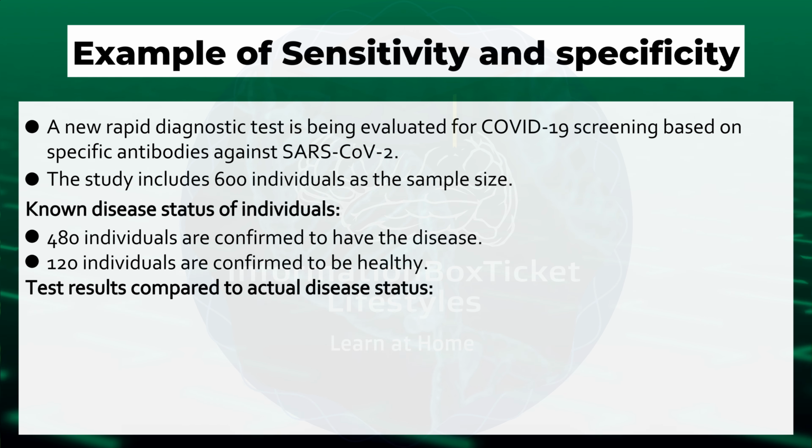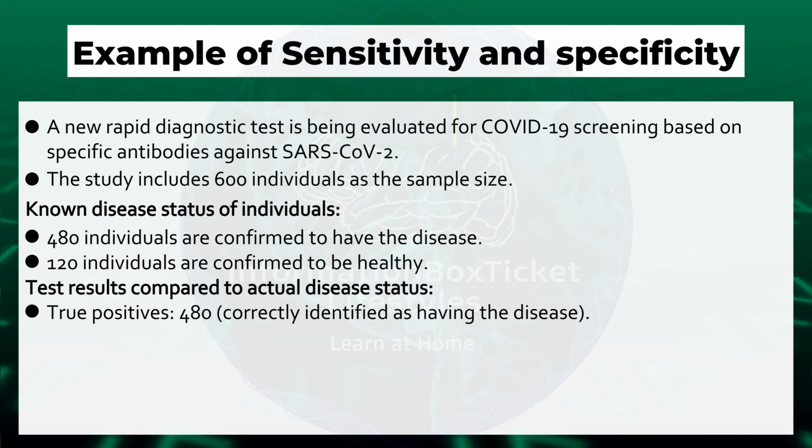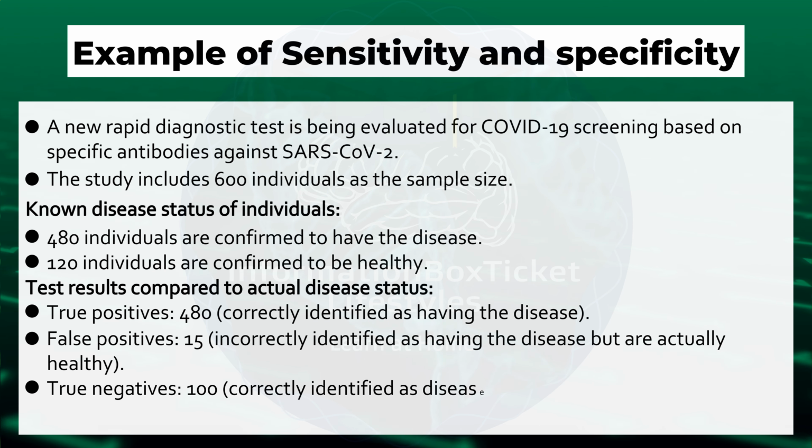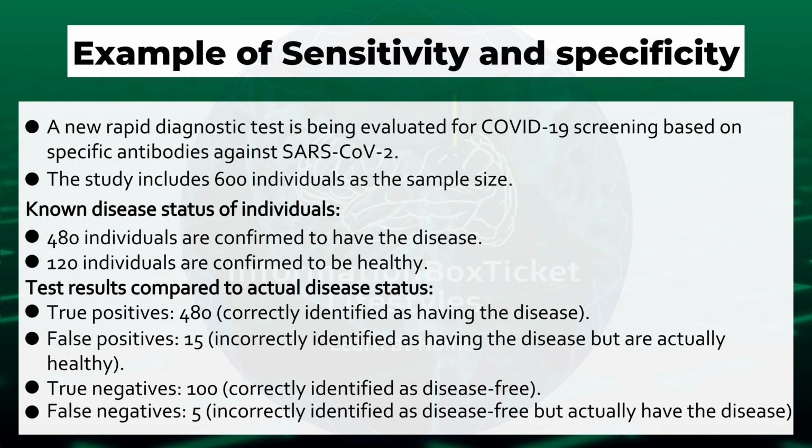Test results compared to actual disease status. True positives: 480 correctly identified as having the disease. False positives: 15 incorrectly identified as having the disease but are actually healthy. True negatives: 100 correctly identified as disease-free. False negatives: 5 incorrectly identified as disease-free but actually have the disease.